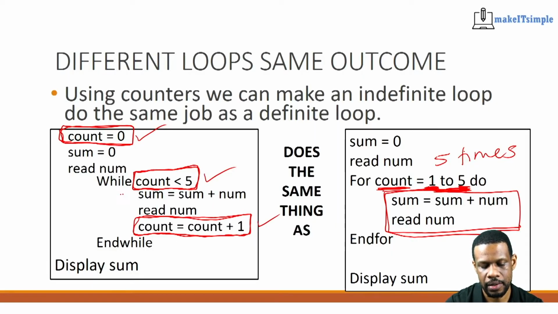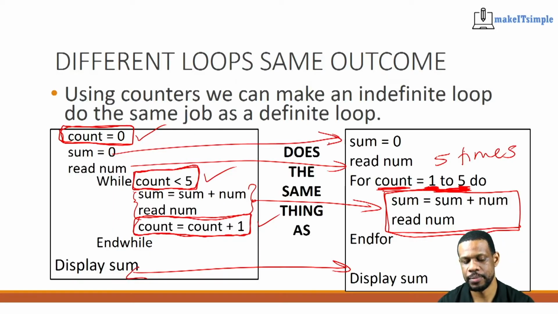This here is the same as that there. The display sum is the same as the display sum there. Setting any variable, read num, setting sum equal to 0, all those are the same things. But the thing that differs is that in a while loop, you have to control how this while loop is going to actually go.